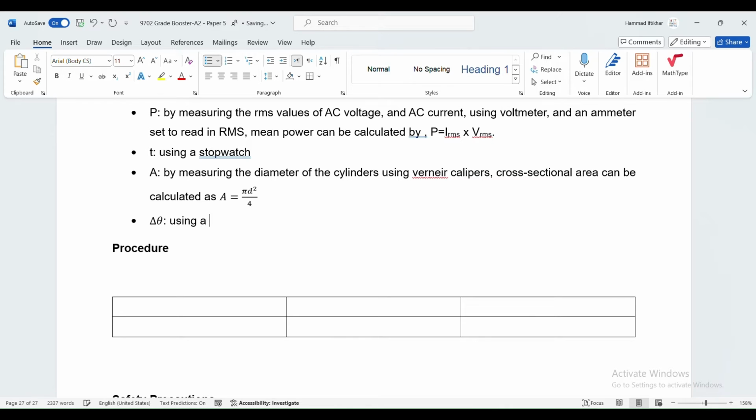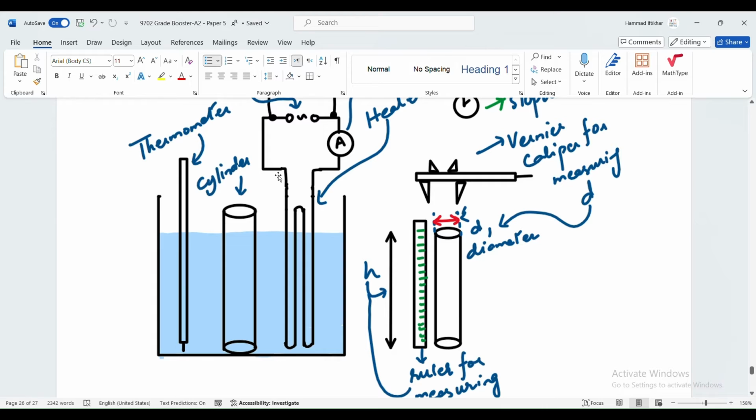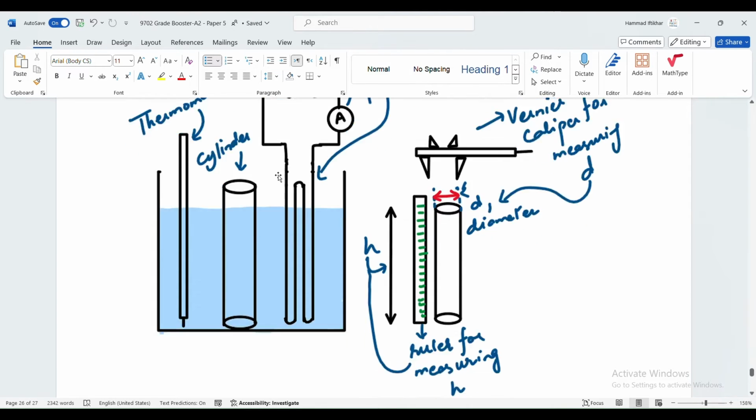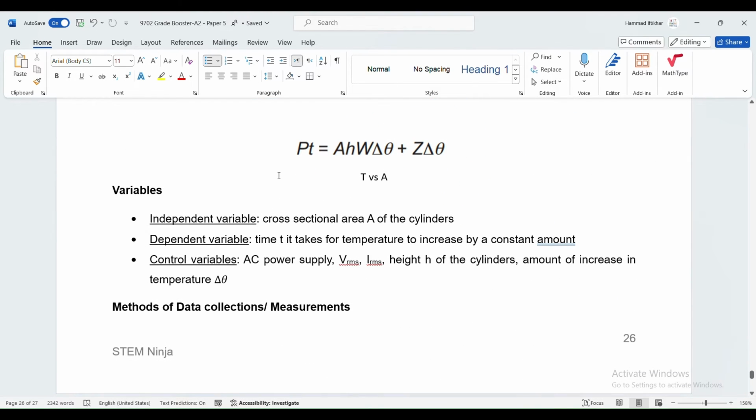Using a thermometer, any kind of thermometer, a liquid-in-glass thermometer, or you could have an IR thermometer also. In my experiment, I have drawn the liquid-in-glass thermometer, but you could use the IR temperature gun also. Any other thermometer that you want to use, you can use that. We just want to measure the change in temperature. Okay, and what else? I hope I'm not missing out anything.